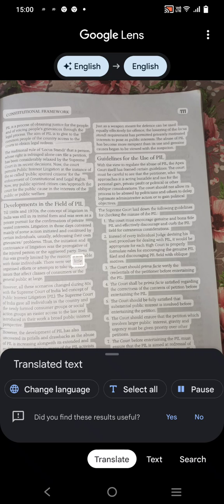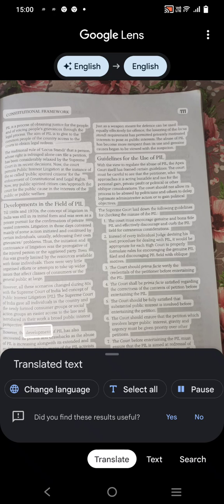There were very little organized efforts or attempts to take up wider issues that affect classes of consumers or the general public at large. However, all these scenarios changed during the 80s with the Supreme Court of India-led concept of public interest litigation, PIL. The Supreme Court of India gave all individuals in the country in the newly formed consumer groups or social action groups an easier access to the law and introduced in their work a broad public interest perspective.